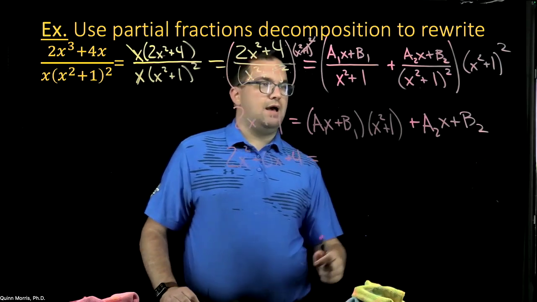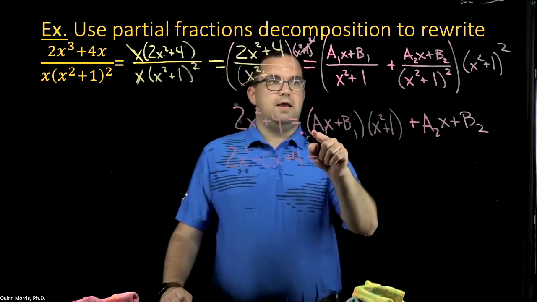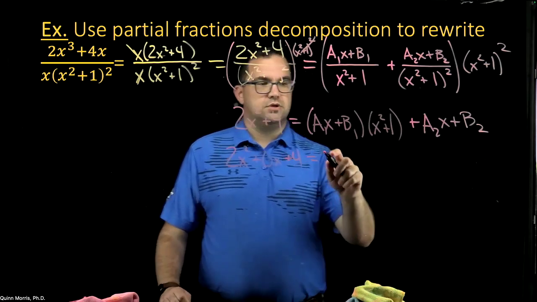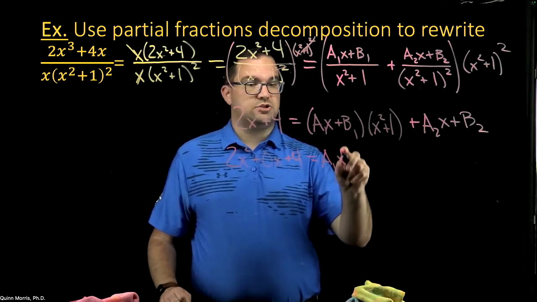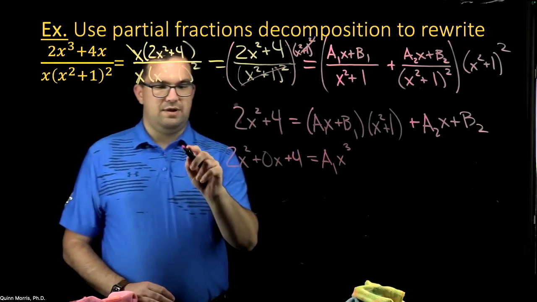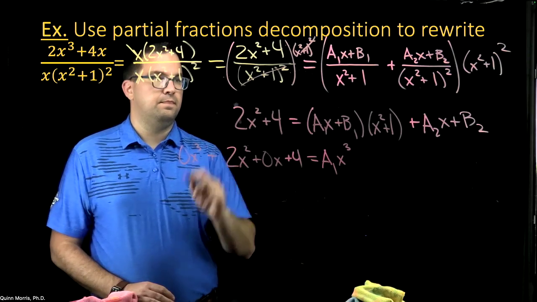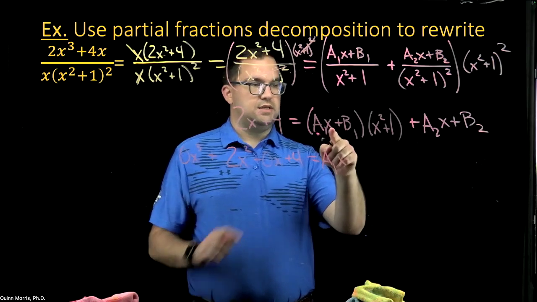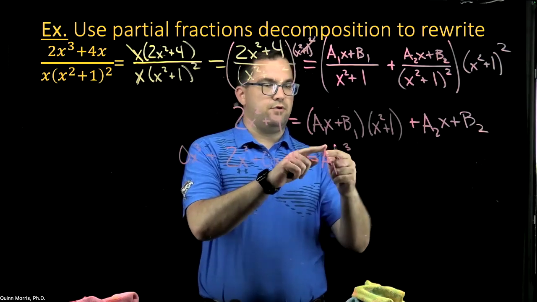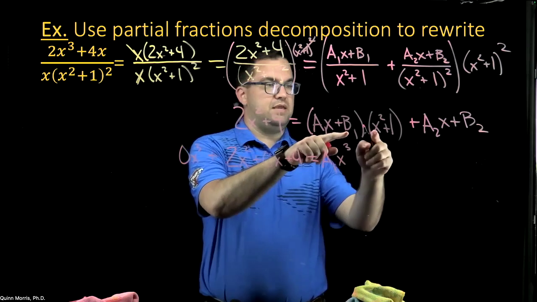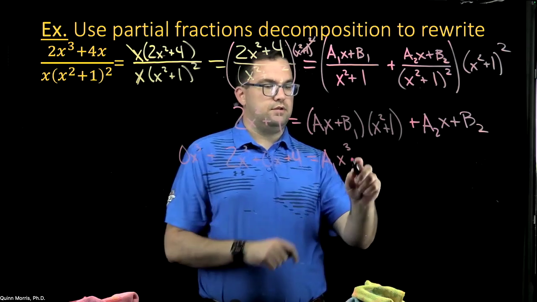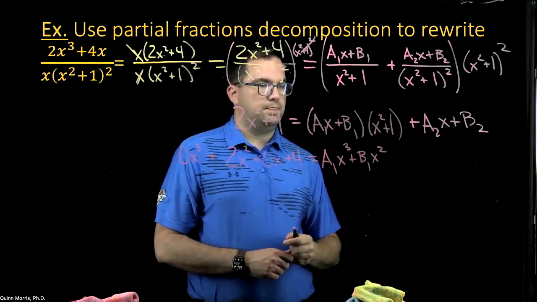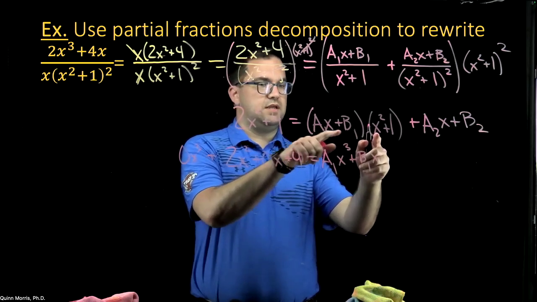Here I have a1x times x squared. So that's going to give me an a1x cubed. Notice I actually don't have any x cubed over here. Now, x cubed is my highest power here. In terms of x squared, I'm going to get a b1 x squared, right? So that's this times this, this times this.